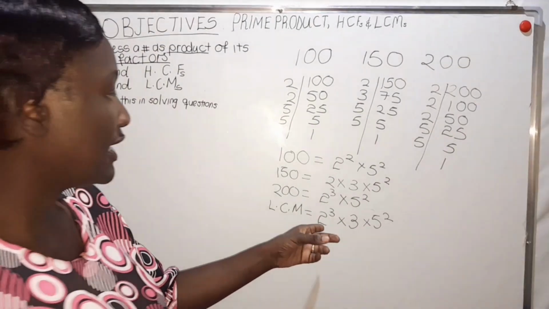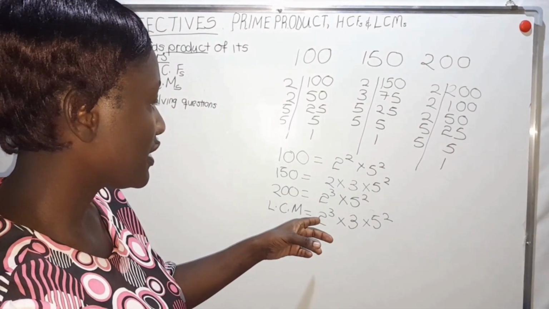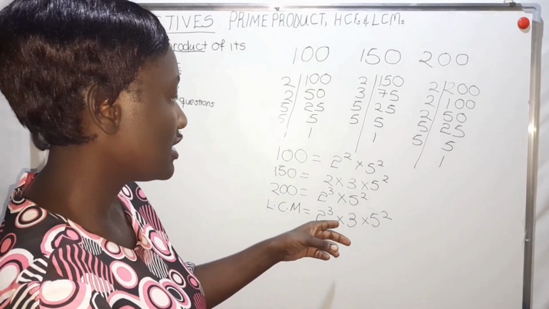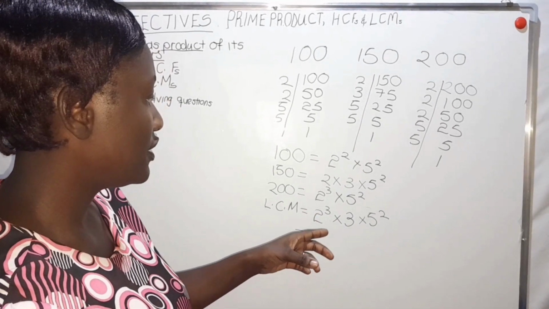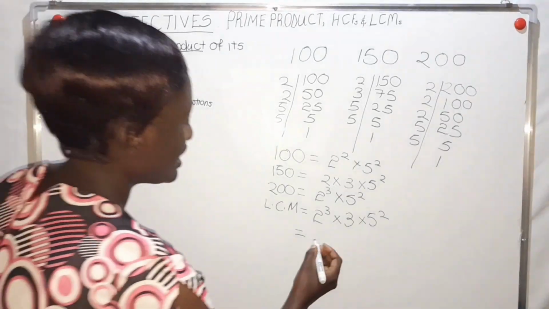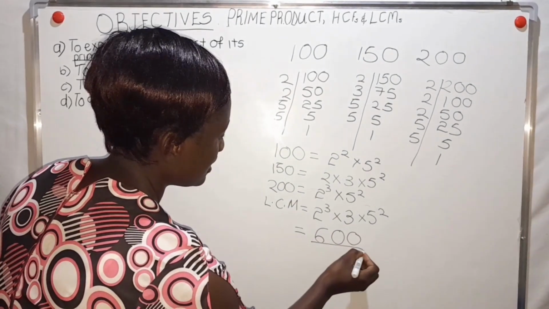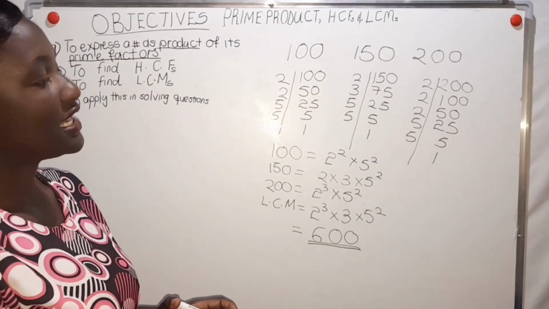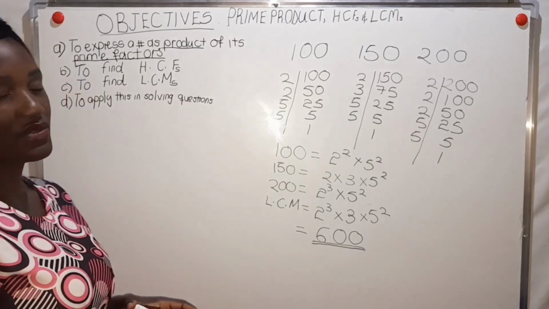So 2 to the power of 3 gives us 8. 8 times 3 we get 24. Then 24 times 25 we get 600. So it means the lowest common multiple of 100, 150 and 200 is 600. So that was all about lowest common multiple.